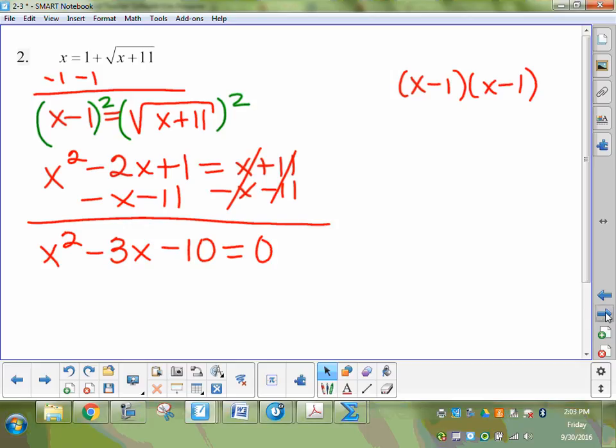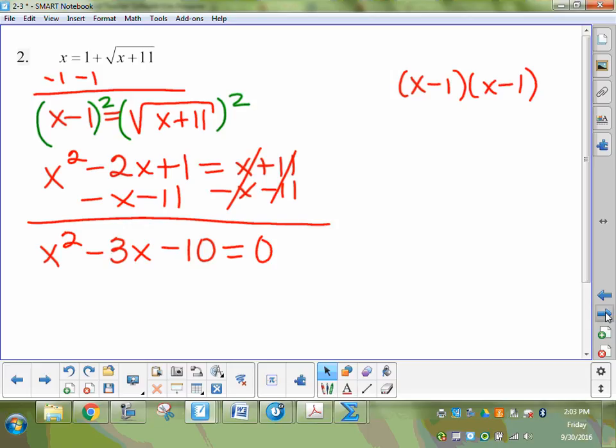Does that factor? Well, there's no GCF. It's not a difference of perfect squares. It's got a leading coefficient of 1. Do I have numbers that multiply to negative 10 and add to negative 3? Hands up, please, when you can tell me if you crack the code and what this will factor down to be. I've got 3, 4 of you.